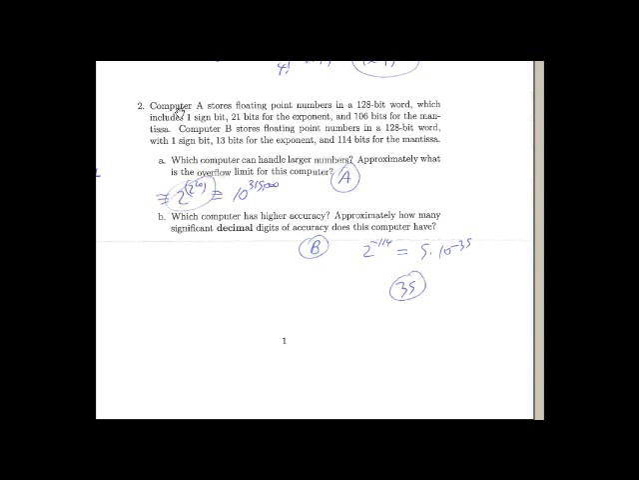Here's a section 2.1 problem. We have two fictional computers. They both have 128-bit words. One of them has 21 bits for the exponent, the other only has 13, but it has more bits for the mantissa. So which computer can handle larger numbers? That would be computer A that has more bits for the exponent. And approximately what is the overflow limit?